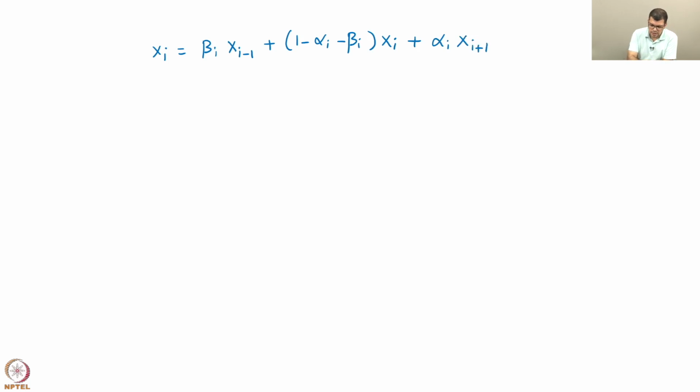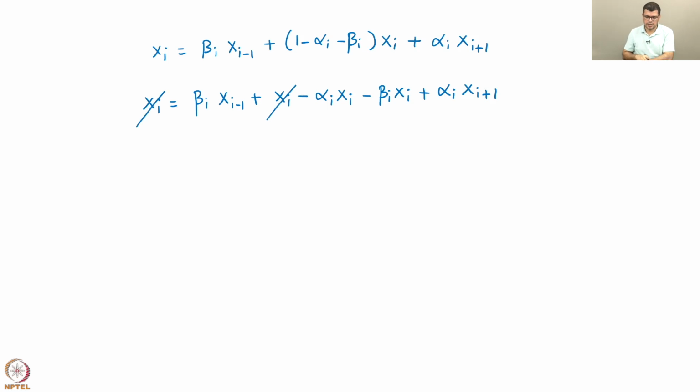What I will do is I will open this bracket up, which will give me 3 terms. So, I get xi equals beta i x i minus 1 plus xi minus alpha i xi minus beta i xi plus alpha i xi plus 1. This is just simple math with what we already had so far. So, these two cancel, there is xi on both sides. So, I can just take one over to the other side and that cancels.